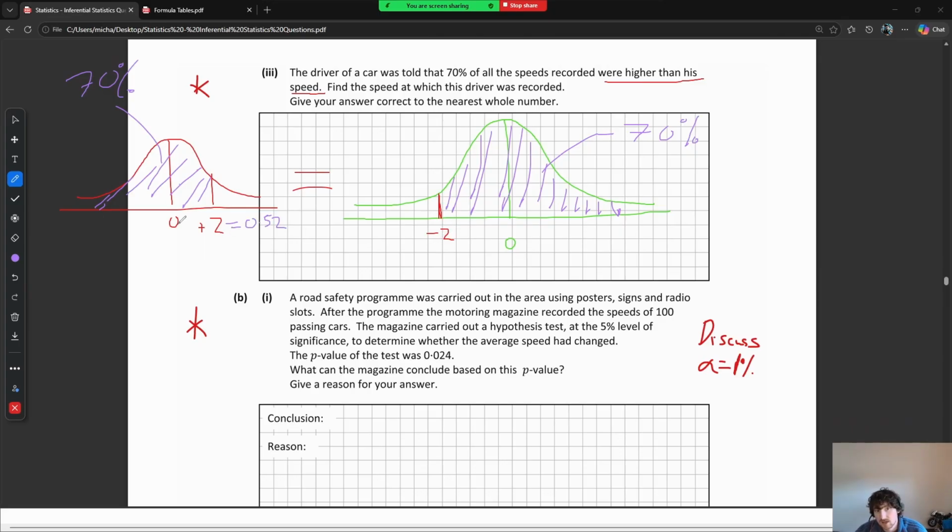but that's not the driver. The driver is the negative version of that. So he's this guy here. He has a z-score of minus 0.52. So we know the z-score now, so we'll be able to work out his speed. His speed will be an x value.